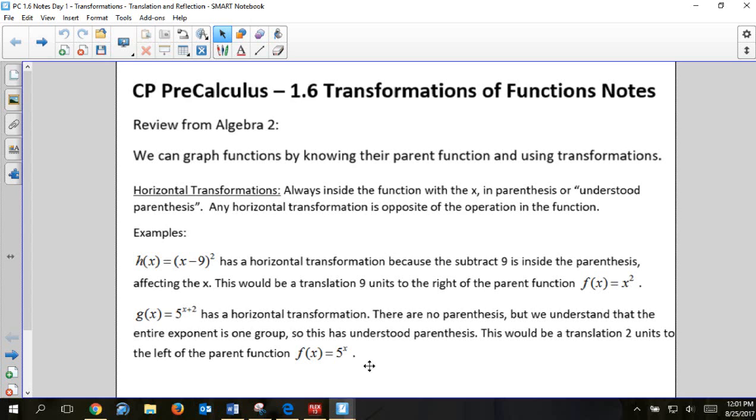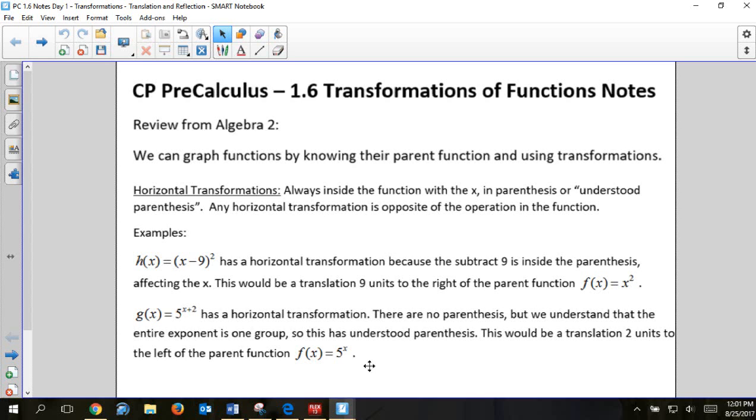So we were making tables before, just plugging in points and getting out points. We were doing input and output before. But now what we're going to do is we're going to graph things using transformations. So I'm going to make tables, but I'm going to make them slightly different. And the reason why we're doing this with tables instead of just plugging stuff in is because eventually we're going to be graphing sine and cosine.